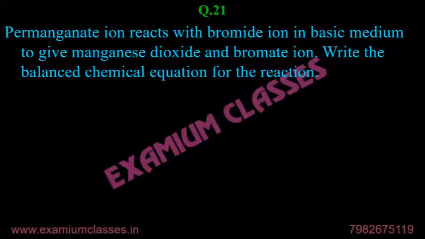Next question. Permanganate ion reacts with bromide ion in basic medium to give manganese dioxide and bromate ion. Write the balanced chemical equation for the reaction. Tell me the reaction in the chat box. Permanganate means potassium permanganate, for example.